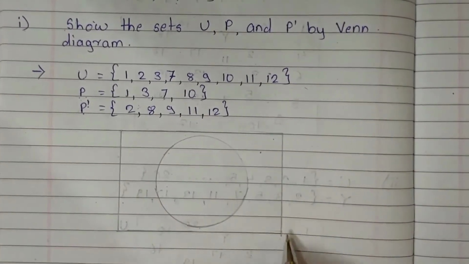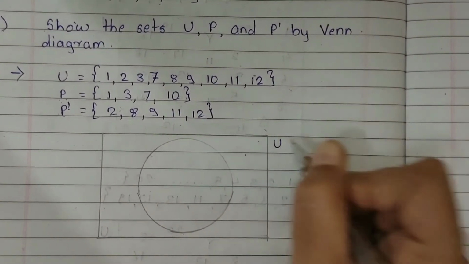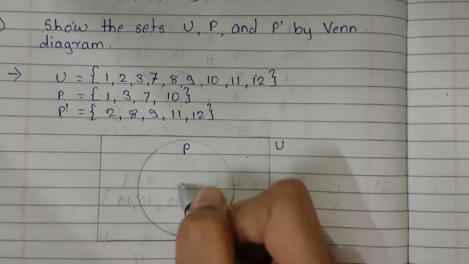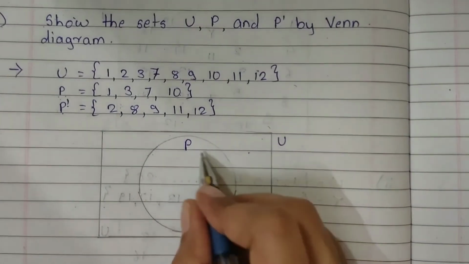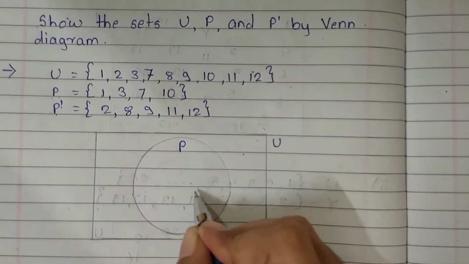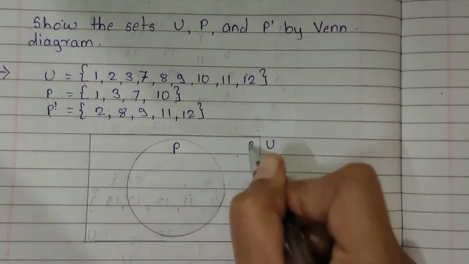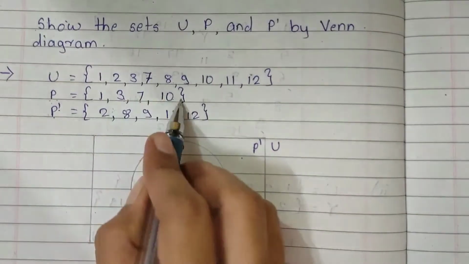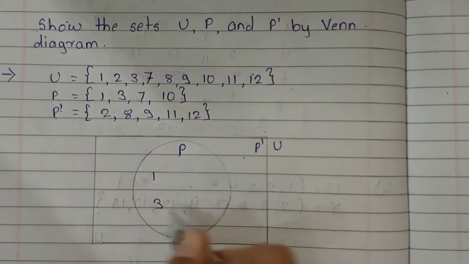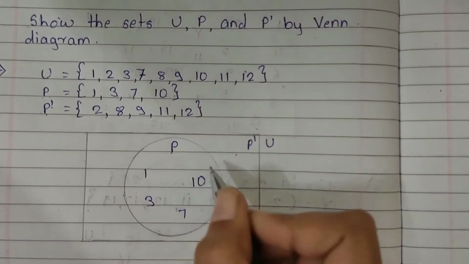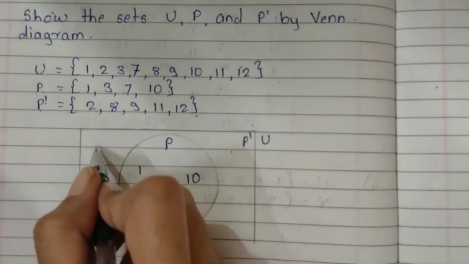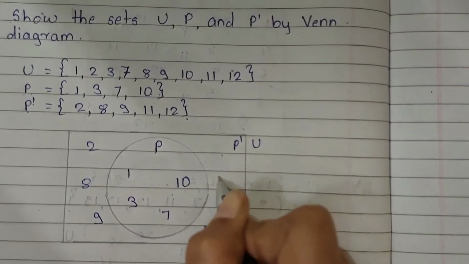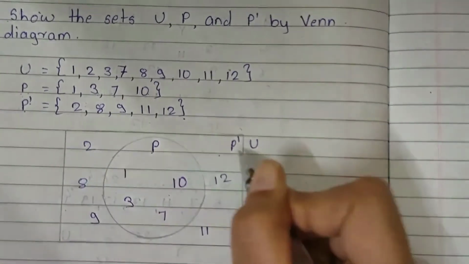And for the Venn diagram, draw a rectangle which represents the universal set and this circle will represent the set P. And the elements which do not come inside the circle are the elements of P complement. So list out the elements of set P: 1, 3, 7, 10, and the remaining elements outside the circle. So these are the elements of P complement.